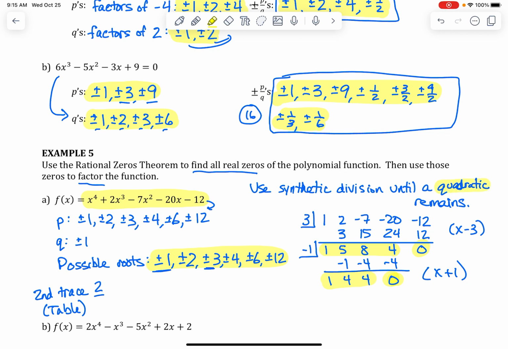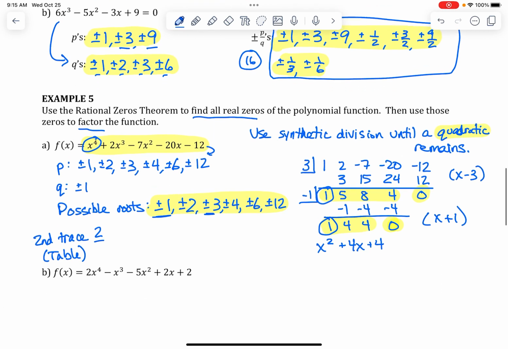How do I know that? Well, I started with x to the fourth. When I divided synthetically by 3, I was left with x to the third. When I divided synthetically again by -1, I was left with x squared plus 4x plus 4. That will be a quadratic that you can most likely factor.